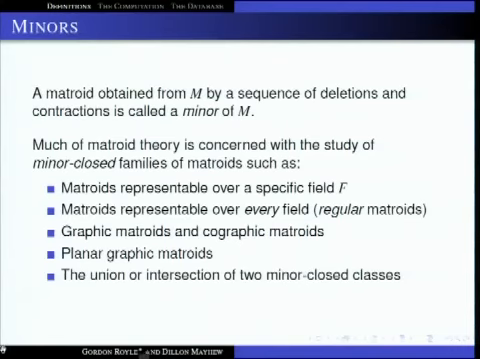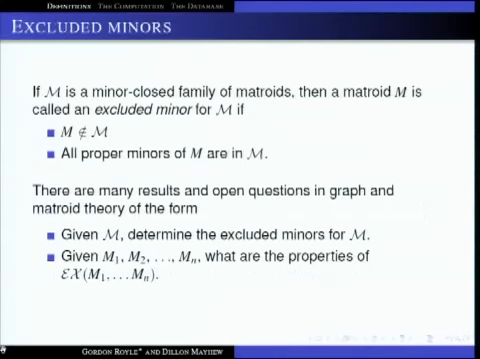Okay, a minor is something you can get from a matroid by doing any old sequence of deletions and contractions. And much of matroid theory is to do with minor closed families of matroids. So if a matroid is representable over a field, then so are all its minors. And so you might describe in some other way the matroids representable over a particular field. There's lots and lots of work done on minor closed families of matroids. A lot of the work focuses on excluded minors, and that's the minimal things that are not in your family of interest.